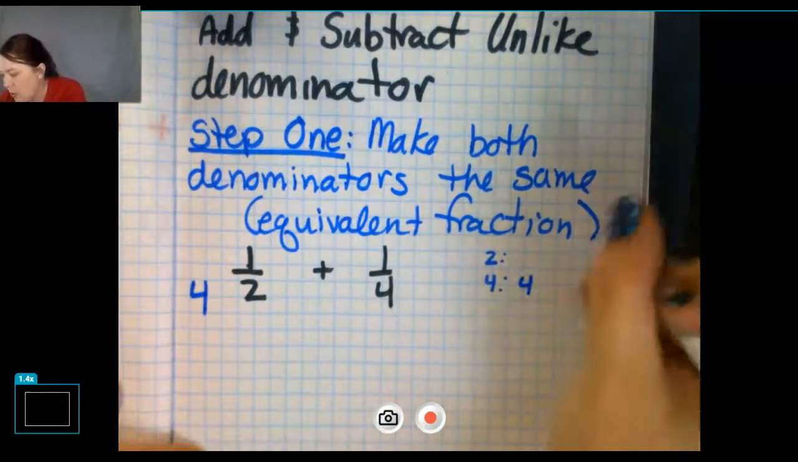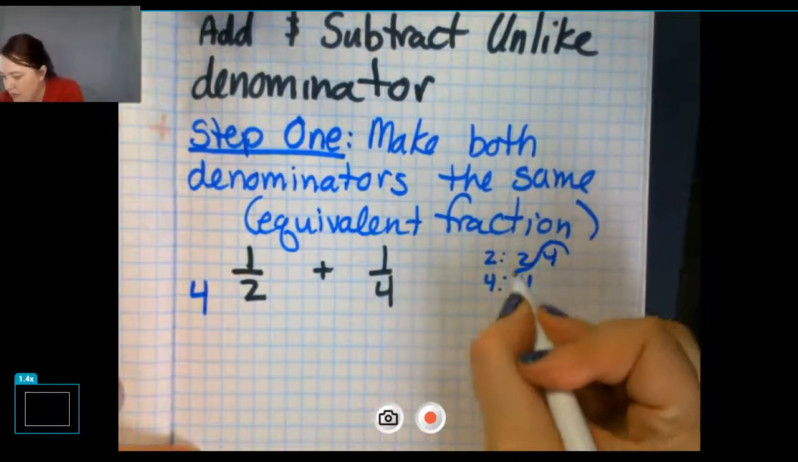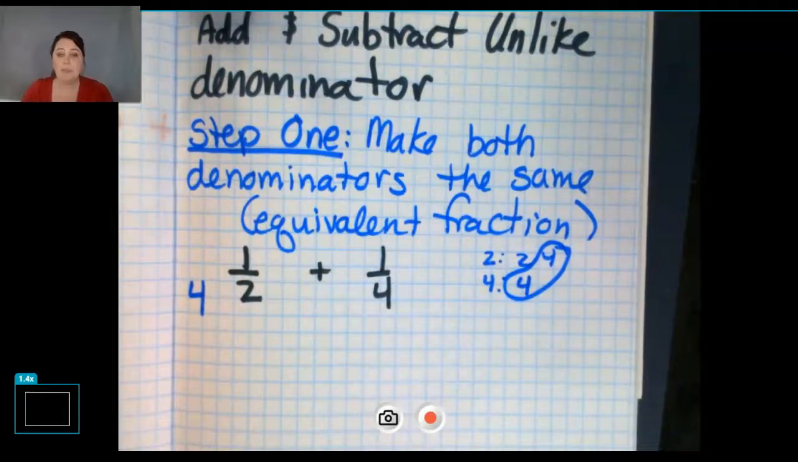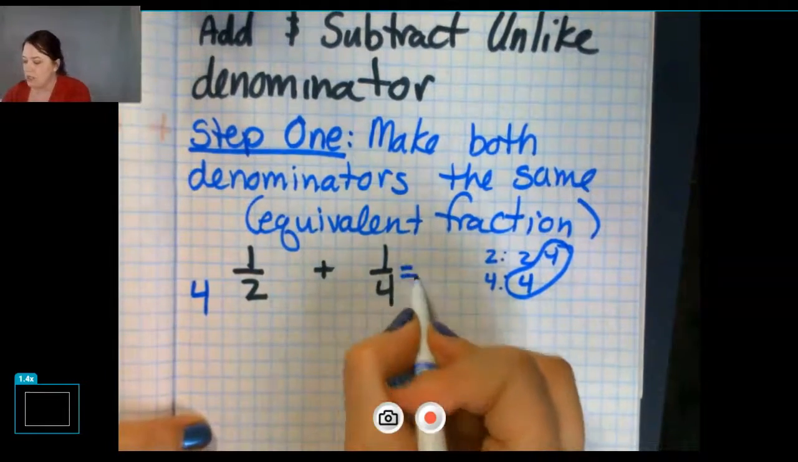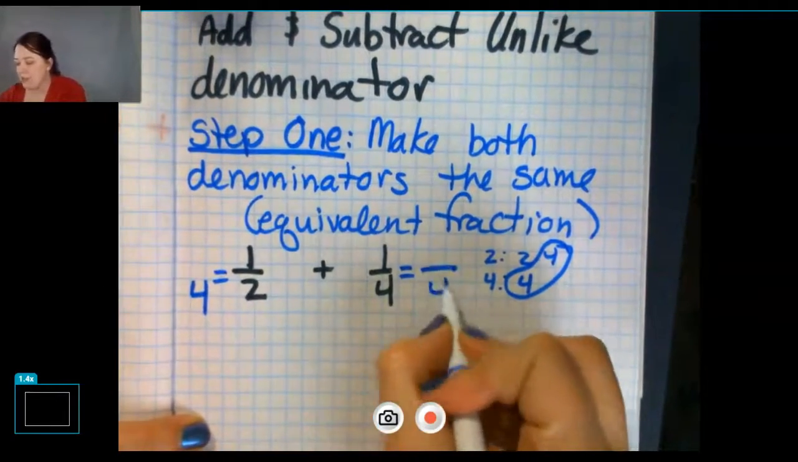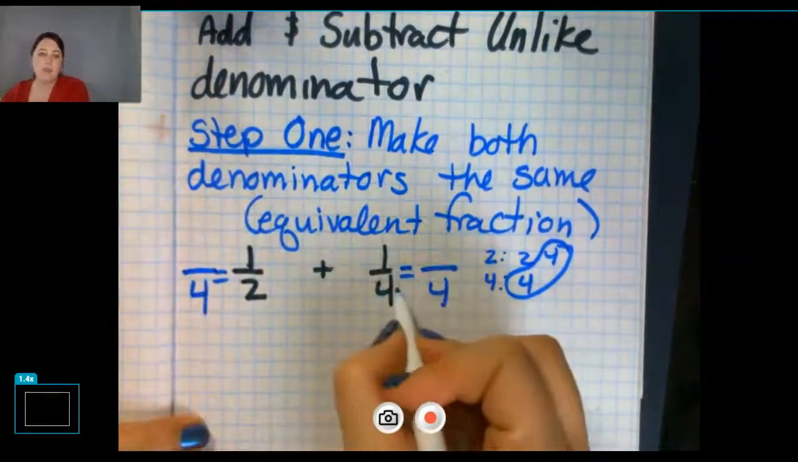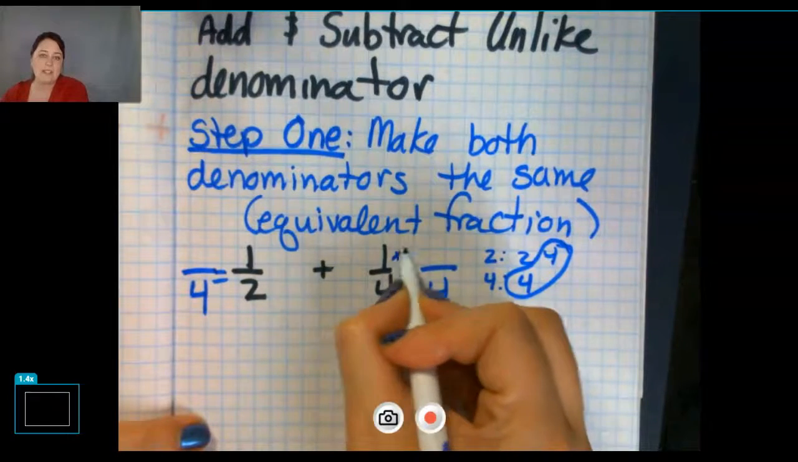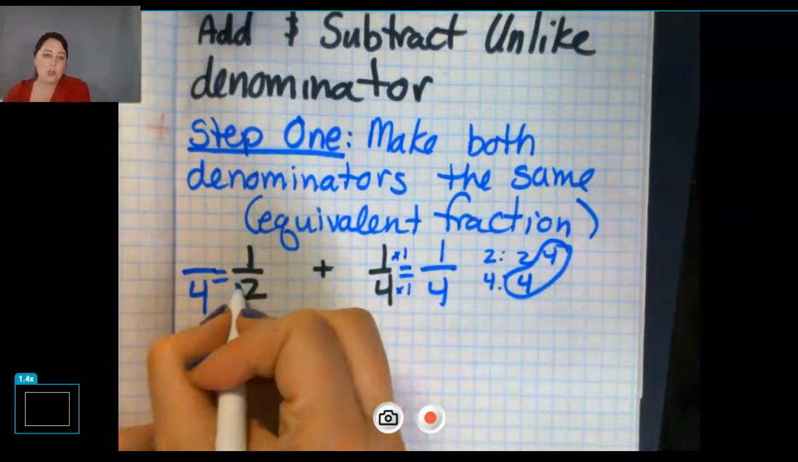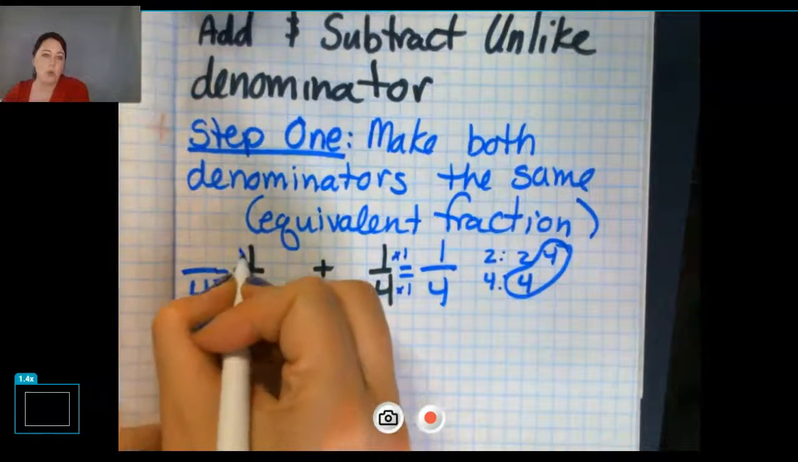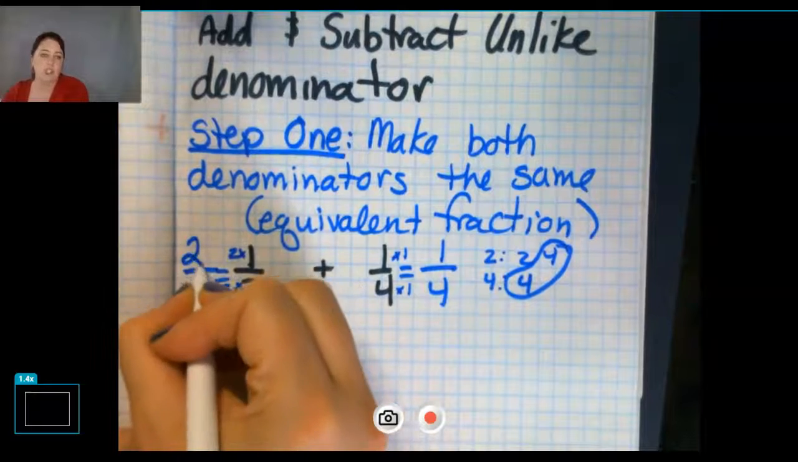And honestly, if I wrote them out, I would see that as well. My common denominator is 4. So my first step is to make those equivalent fractions. 4 times 1 is 4. 1 times 1 is 1. 2 times 2 is 4. 1 times 2 is 2.